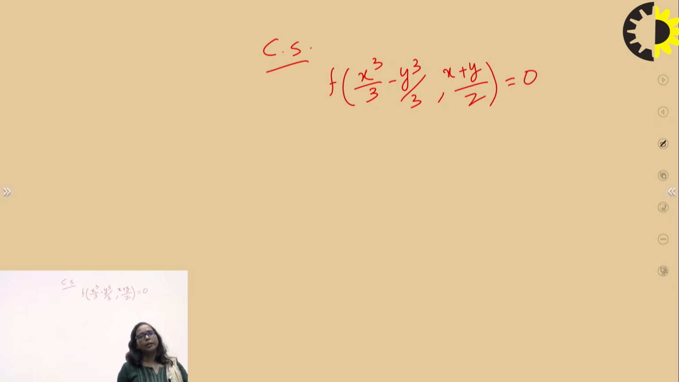So in this method, you have seen that we can either apply the grouping method to find both the solutions, or the multiplier method to find both, or for one solution we use grouping and for the other solution we use the multiplier. So that's all for today's lecture.